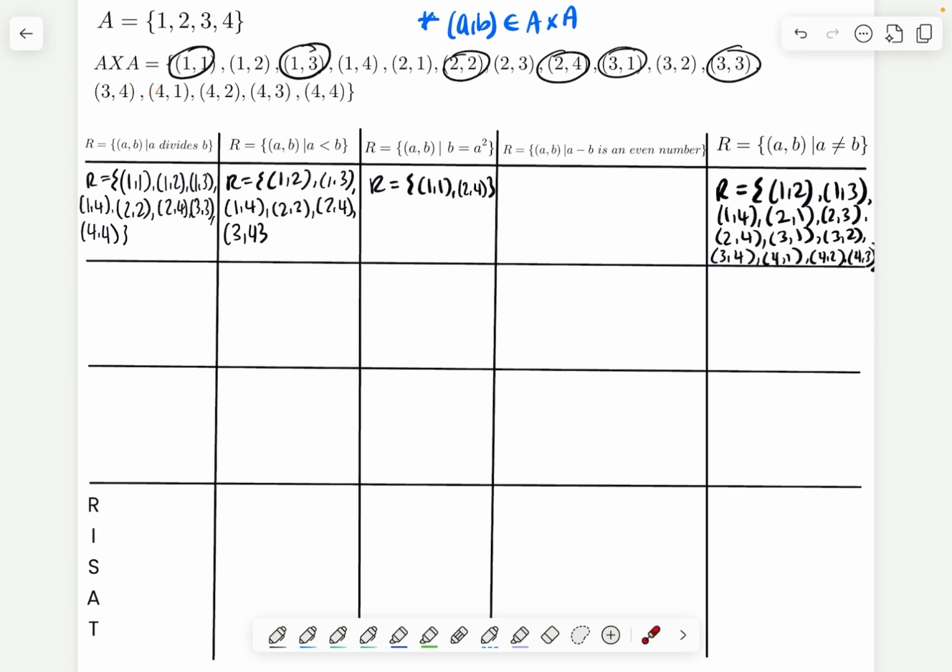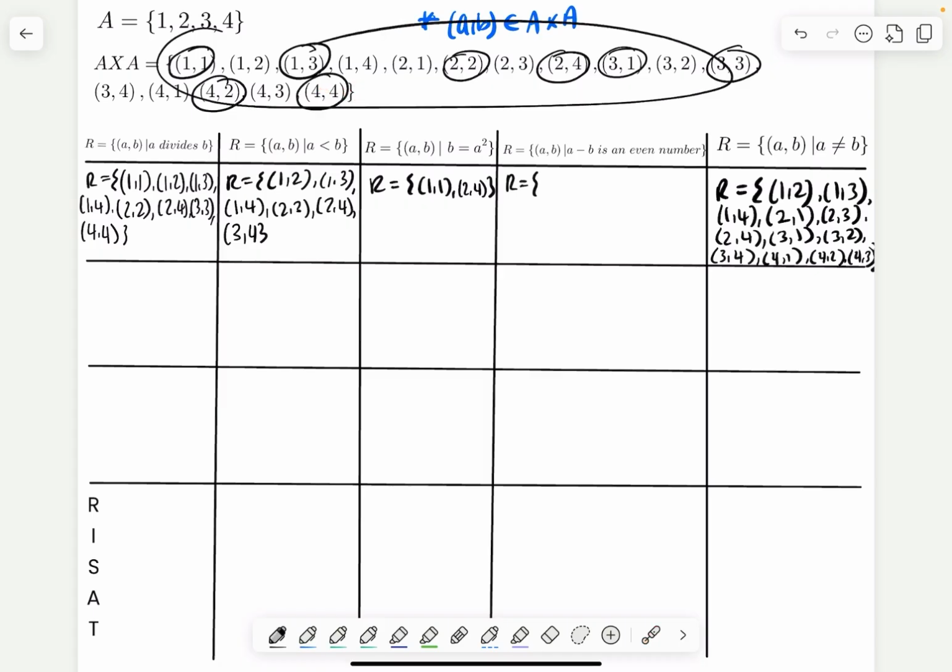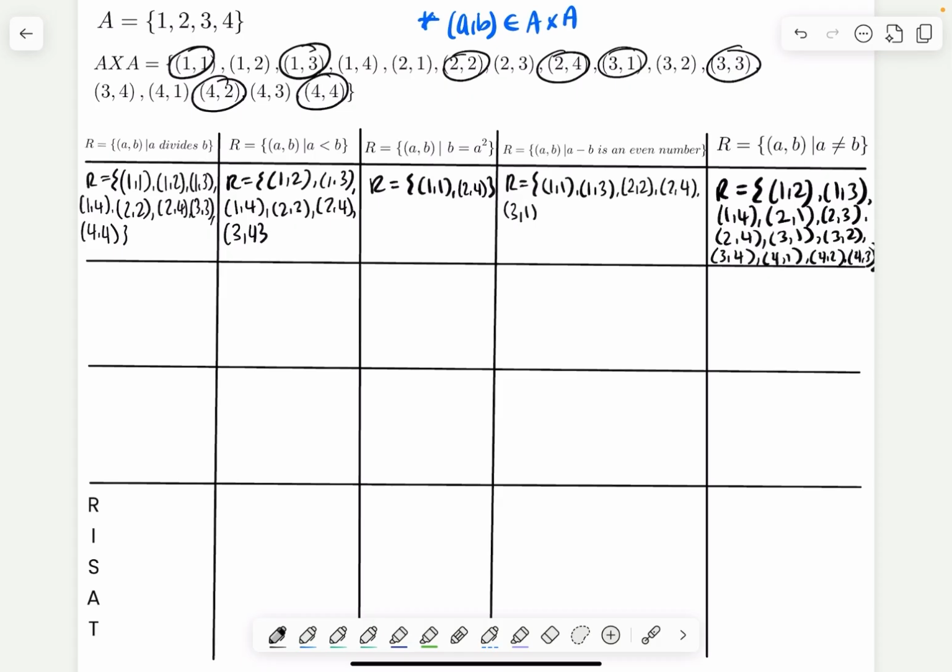3 minus 4, that's negative 1. Is that even? No. 4 minus 1, that's 3. Is that even? No. 4 minus 2, that's 2. Is that even? Yes. 4 minus 3, that's 1. Is that even? No. 4 minus 4, that's 0. Is that even? Yes. So this relation is going to be equal to the set of all of the ones circled. So that's 1, 1, 1, 3, 2, 2, 2, 4, 3, 1, 3, 3, 4, 2, and 4, 4.